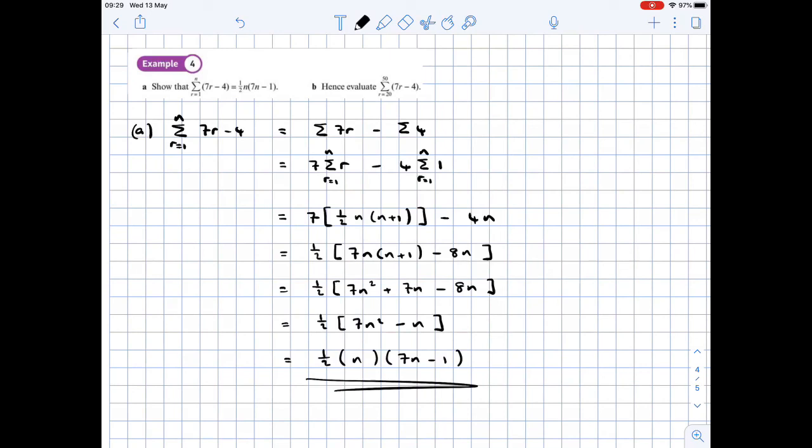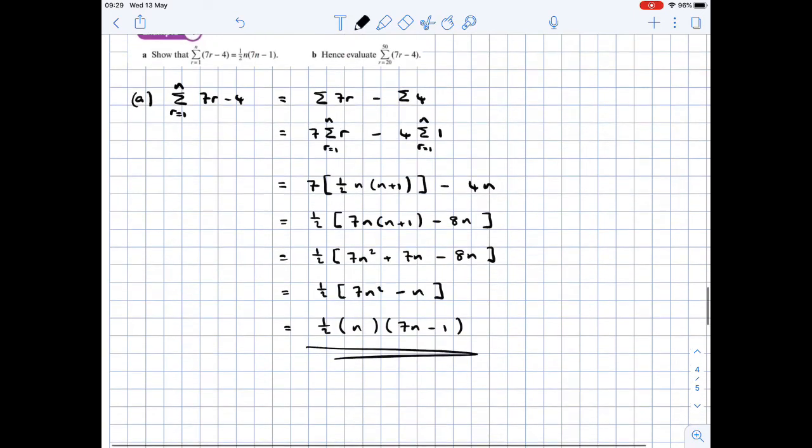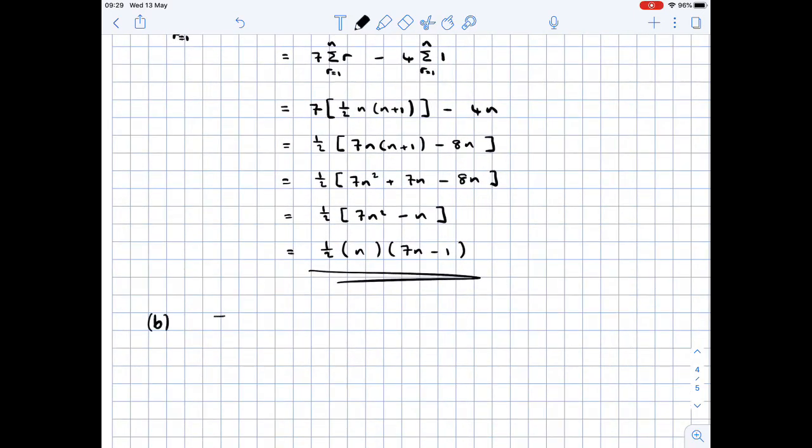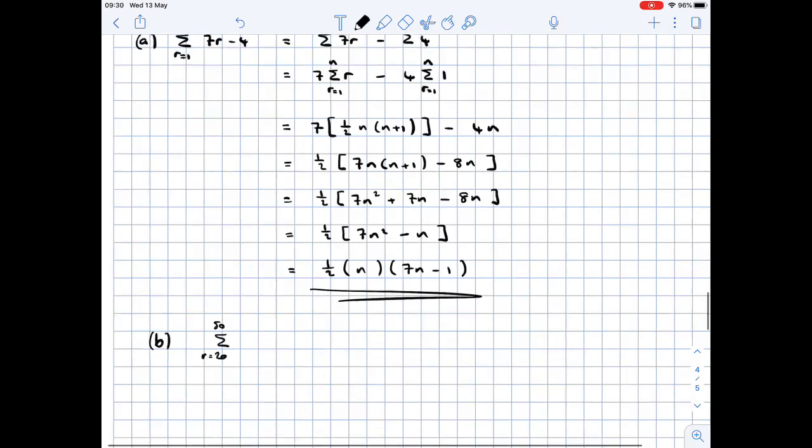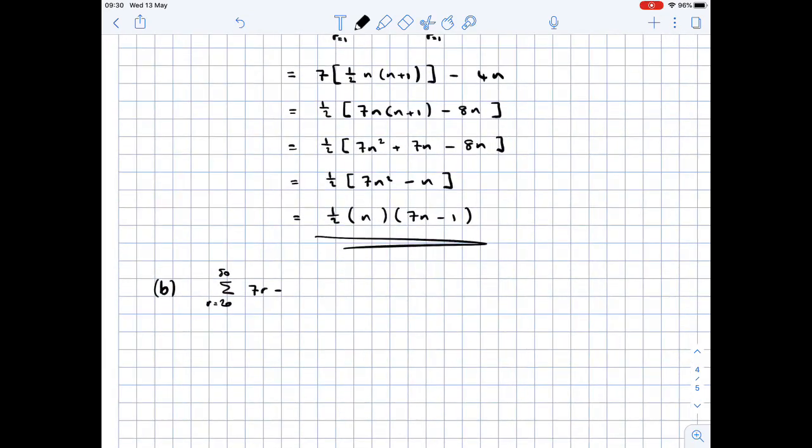Now, for part B. Part B says hence, so it means using the result from part A to evaluate the sum of the 20th to the 50th term of 7r minus 4. Well, we know that that is the same as using our rule here, but this is going to be the same as the sum of the first 50 terms, subtracting from that, the first term to the 19th term.